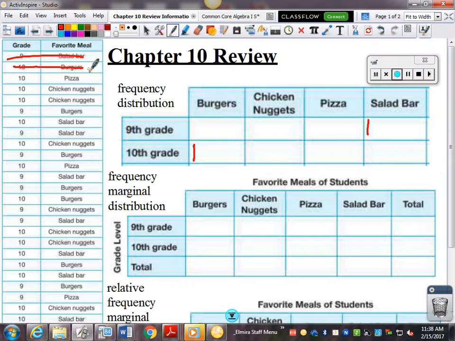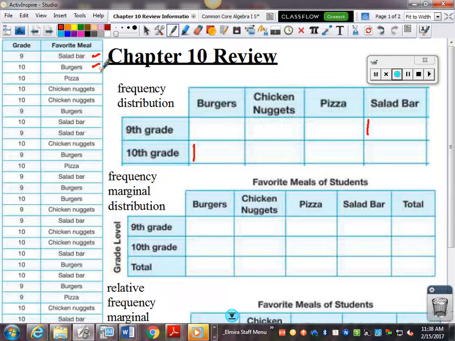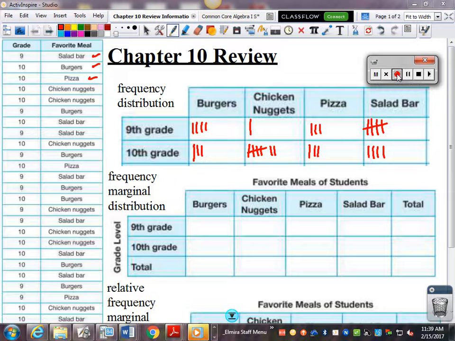I would recommend that you not cross off as you go, because if you've messed up you want to be able to read it later. Maybe use a check mark. 10th grade pizza, 10th grade chicken nuggets, and so on until you've made all the tally marks. Now all the tally marks are done, and you can count them out and put the numbers next to them: 1, 7, 3, 3, 5, and 4.